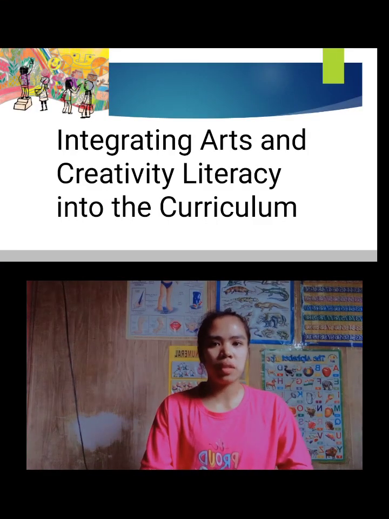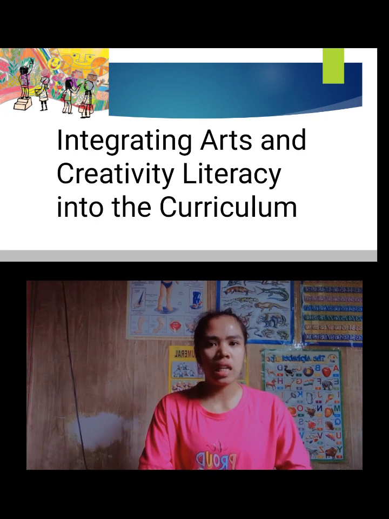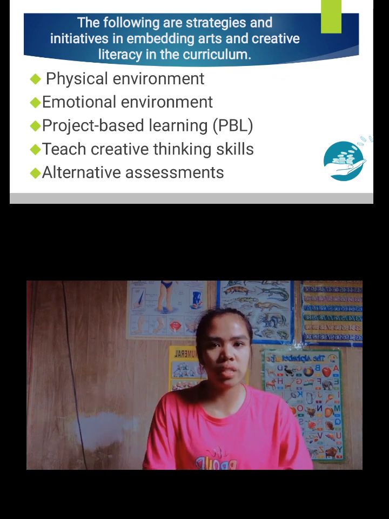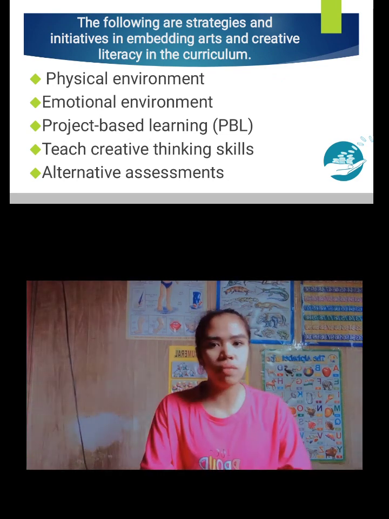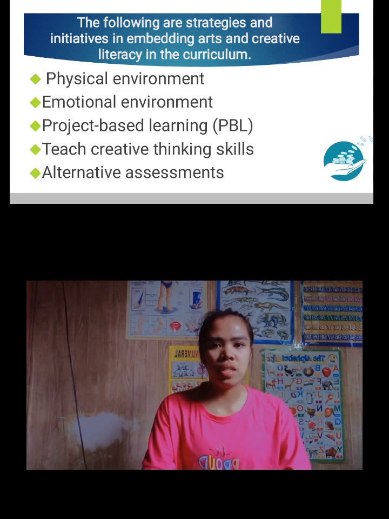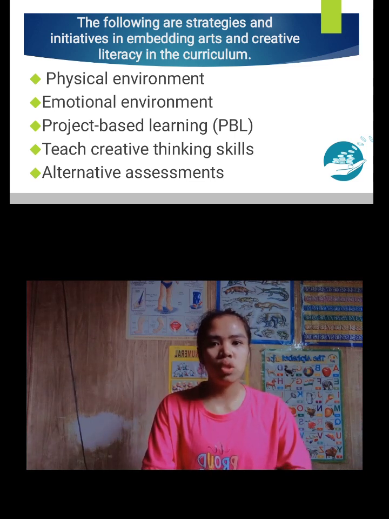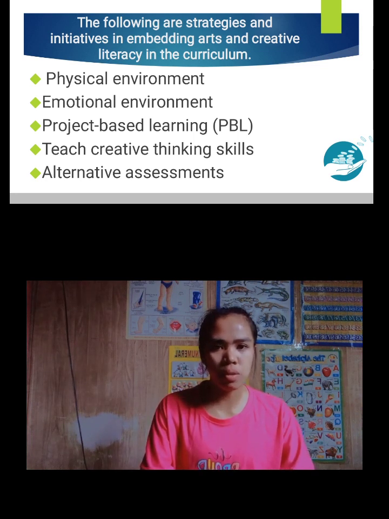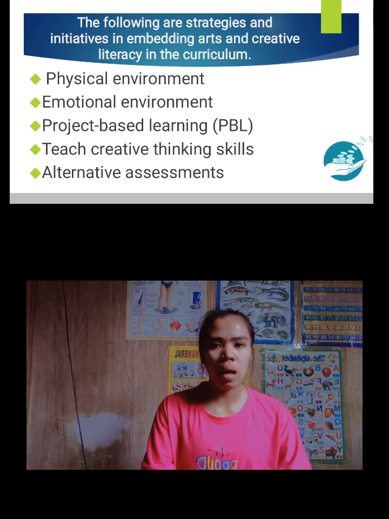Next, we will discuss integrating arts and creativity literacy into the curriculum. The following are the suggested strategies and initiatives in embedding arts and creative literacy in the curriculum. First is physical environment. We should design a physical environment to support creativity such as castle-designed school buildings, creative murals, beautiful gardens, landscapes, colorful blocks and benches, structured music and art studios, student lounge, amphitheater, and many more.